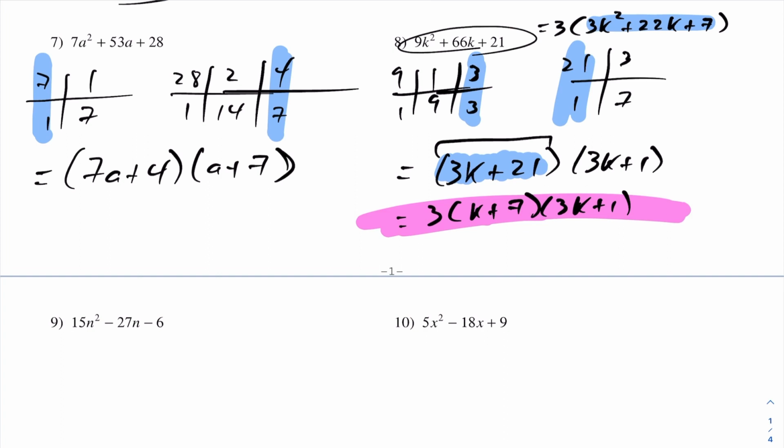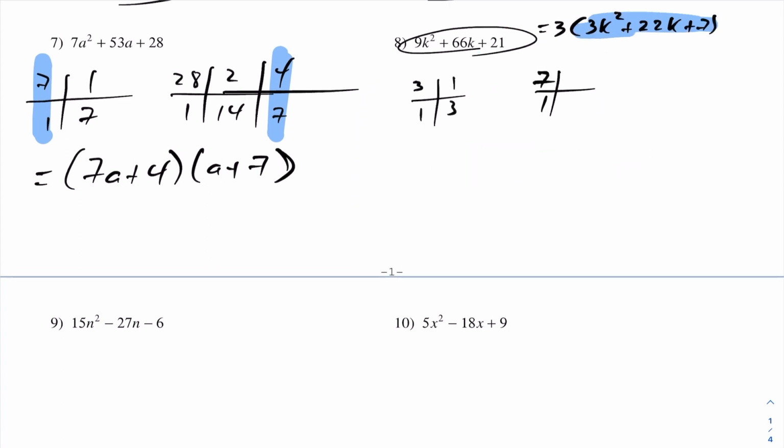If I would have done that here, I'll show you what we get. And you'll see by doing this, I can take a look at these two columns, and that'll give me the 22 that I need. So that means that this expression here by itself will factor into k plus 7 times 3k plus 1.